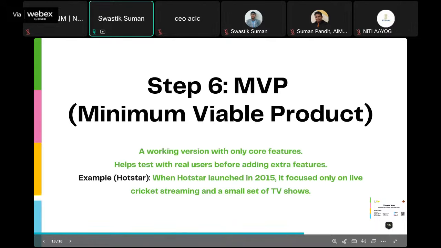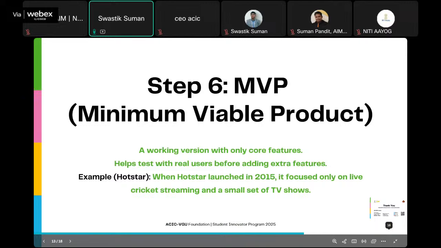Moving to step 6, it is all about MVP. MVP stands for minimal viable product, where we generally talk about a working version with only core features, which can help test with real users before adding extra features.